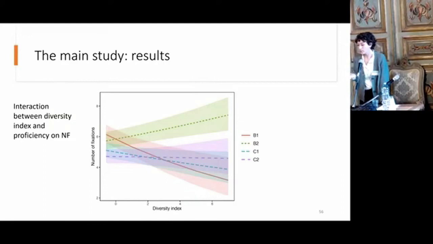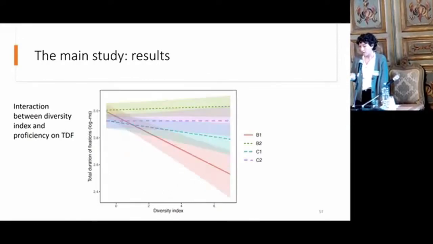So looking more closely at the interaction between diversity index and proficiency on number of fixations, we found very different patterns between intermediate and advanced learners in how they were affected by the diversity index of collocations. B1 learners fixated collocations less frequently as their diversity index increased. On the contrary, B2 learners fixated collocations more frequently as their diversity index increased. And C1 and C2 learners showed similar patterns in how they fixated collocations, which vary in the degree of diversity index.